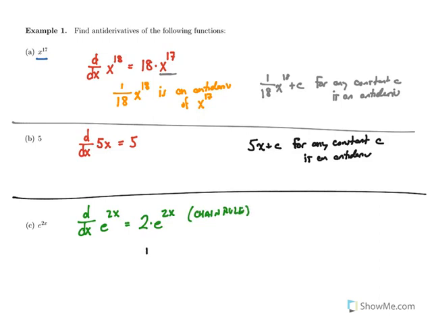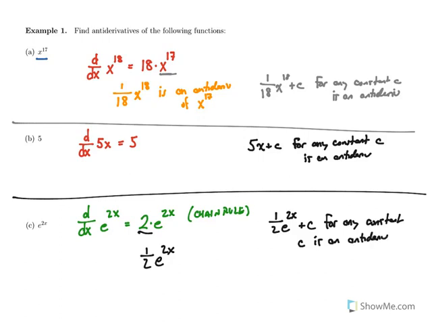So to get rid of that, we need to have 1/2 e to the 2x to get rid of that extra 2 out in front. And in general, 1/2 e to the 2x plus c for any constant c is an antiderivative. This is, again, looking forward to the next section a little bit, but it's good to get some practice before we get to that point.